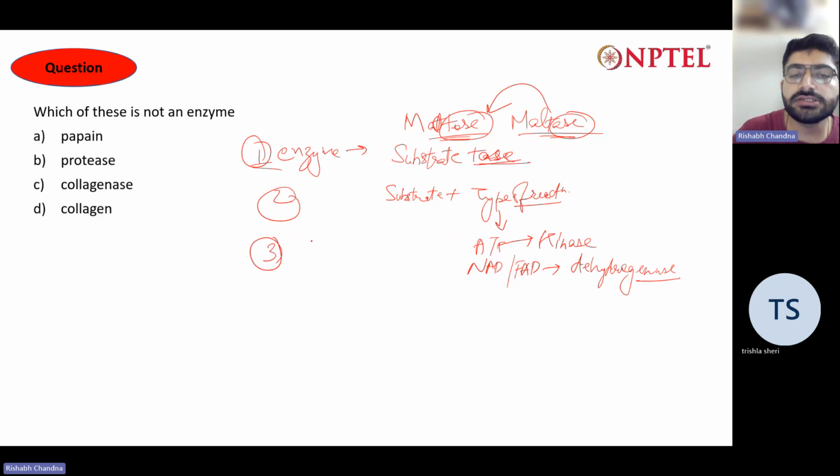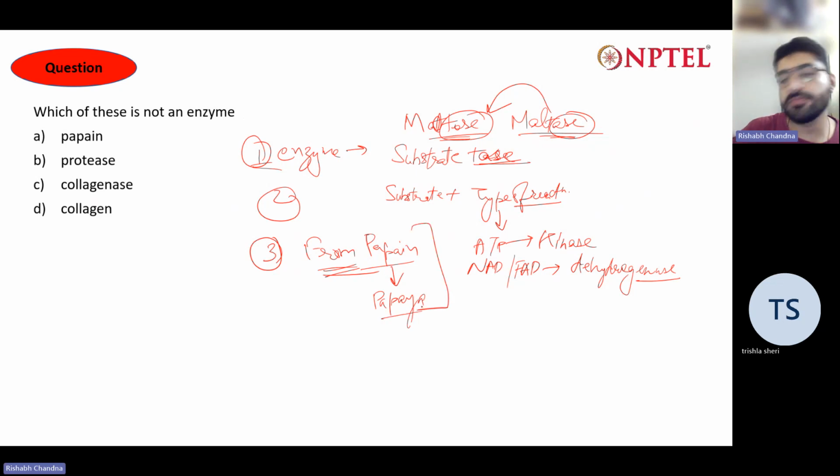Now the third way is from which organ or fruit or anything we are isolating. This depends upon the scientists, who identify different enzymes from different sources. Like from a fruit, for example, here we have papaya. It is basically isolated from papaya, that's why it is named papain. Likewise, we also name some of the enzymes. So these are different categories of naming of enzymes.